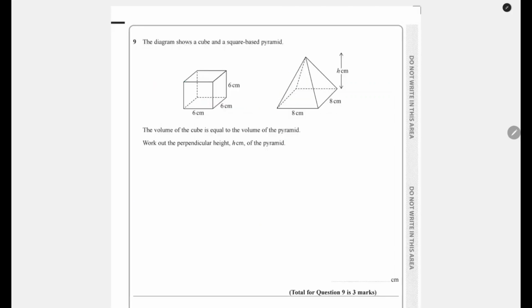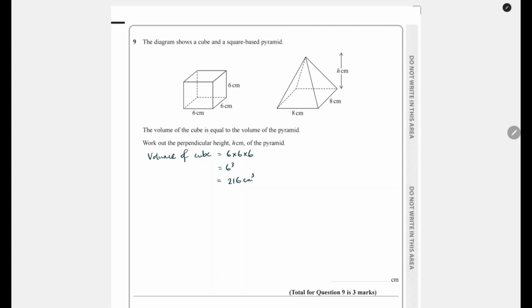Question 9 says the diagram shows a cube and a square based pyramid. The volume of the cube is equal to the volume of the pyramid. Work out the perpendicular height h centimeters of the pyramid. Well, to work out the volume of the cube, it's just base times height times width, which is 6 times 6 times 6, which is 6 cubed, which is equal to 216 centimeters cubed.